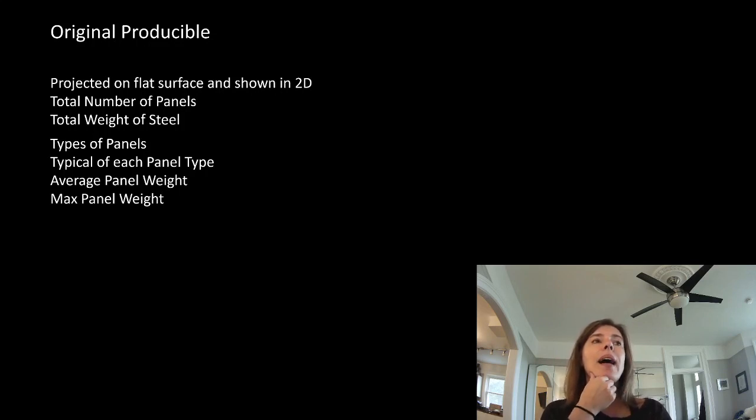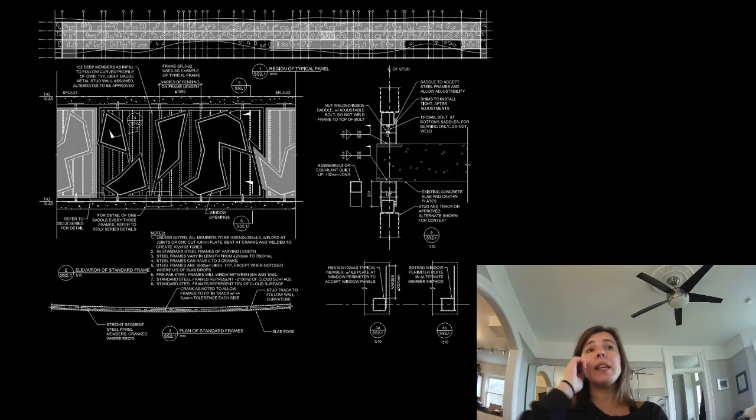And then I gave a typical panel for each type as we went around the building for the 8 different radii. And I needed that all to be in a 2D producible that they could go out to different fabricators and say, can you build this? So this is what that original producible looked like. So here is that rolled out elevation that mesh gave me.